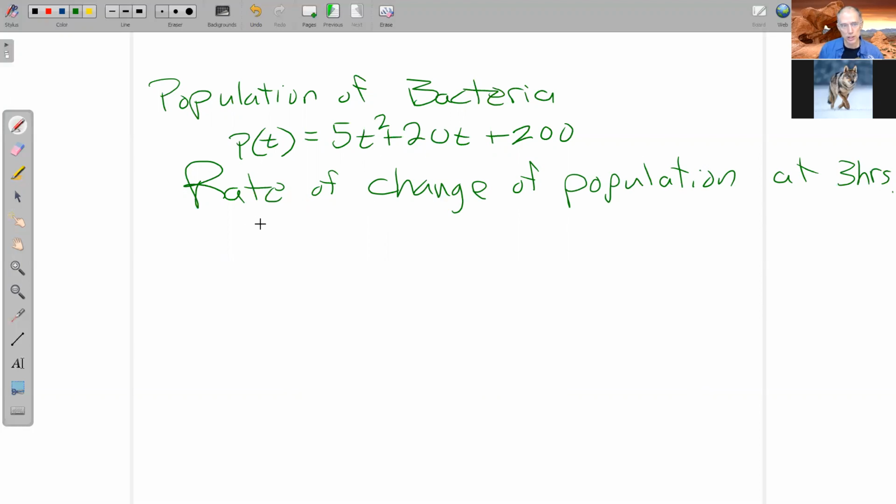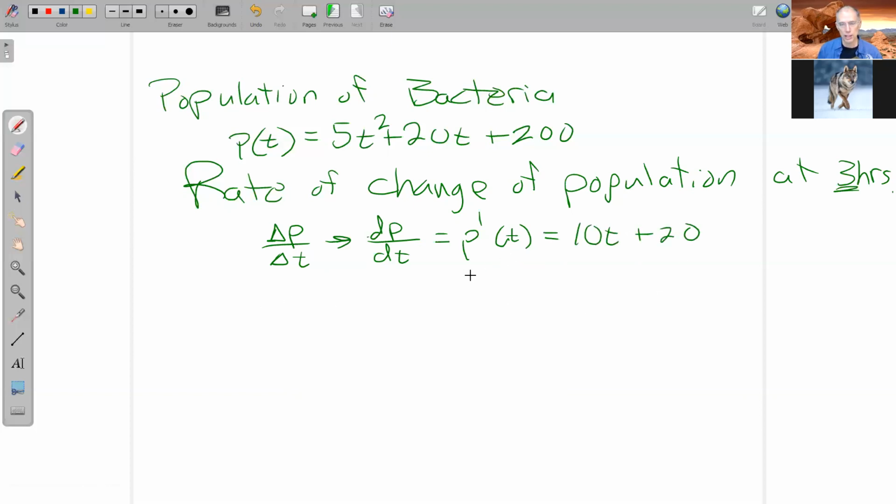So rate of change, that's the change in population over change in time, which we can use the derivative to calculate, given only one time. And so we need to find p prime of t. That would be 10t plus 20. And then if we evaluate p prime of t at 3, that gives us the rate of change we desire. So 10 times 3 plus 20 is 30 plus 20, or 50.